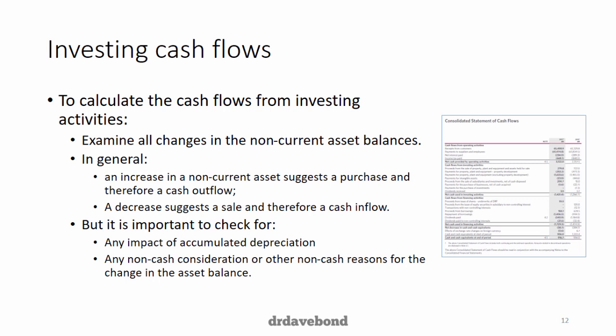Really important as you go through this, just check what's going on with accumulated depreciation, and also sometimes there could be non-cash consideration. I should pull that back a bit. There could be non-cash consideration or potentially other reasons why there's been a change in the asset balance. Now, in reality, you can have things like impairments, which will decrease the asset balance, which is not a cash effect, but these are not things that we have actually looked at in this particular subject.